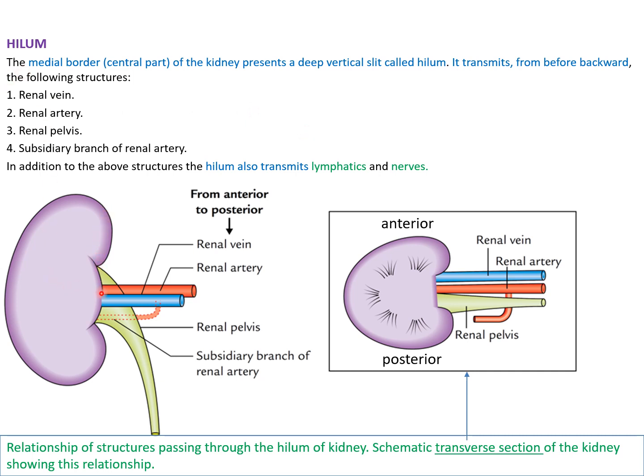The medial border in its central area shows a deep vertical slit called hilum, which transmits from before backwards: the most anterior is the renal vein, then the renal artery, then the pelvis, and then the subsidiary branch of the renal artery. In addition to these structures, the hilum also transmits lymphatics and nerves.